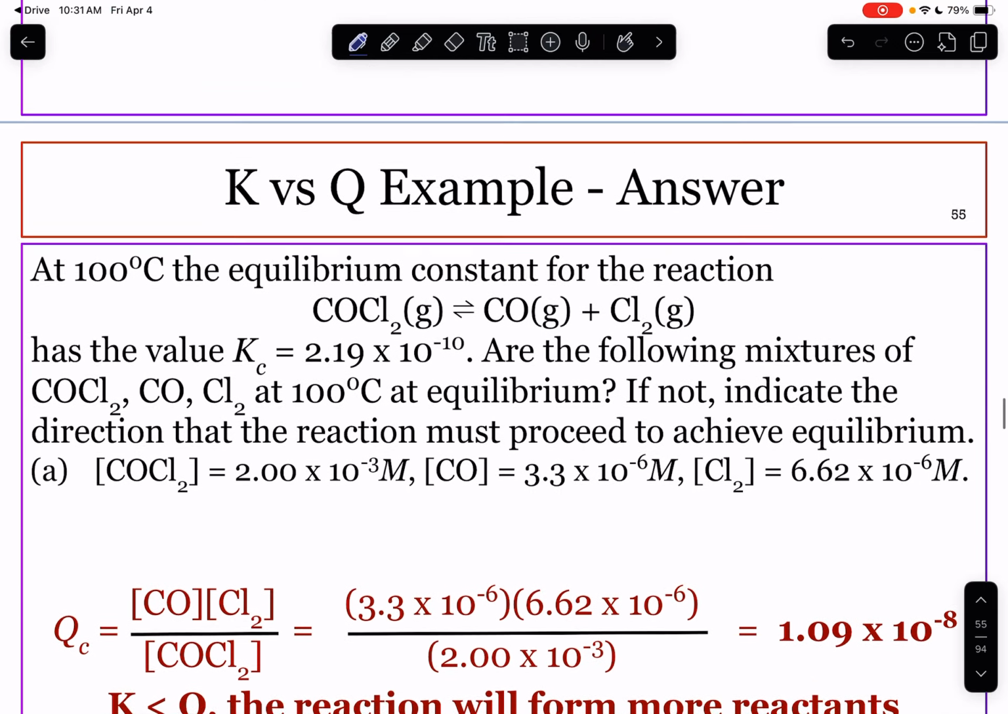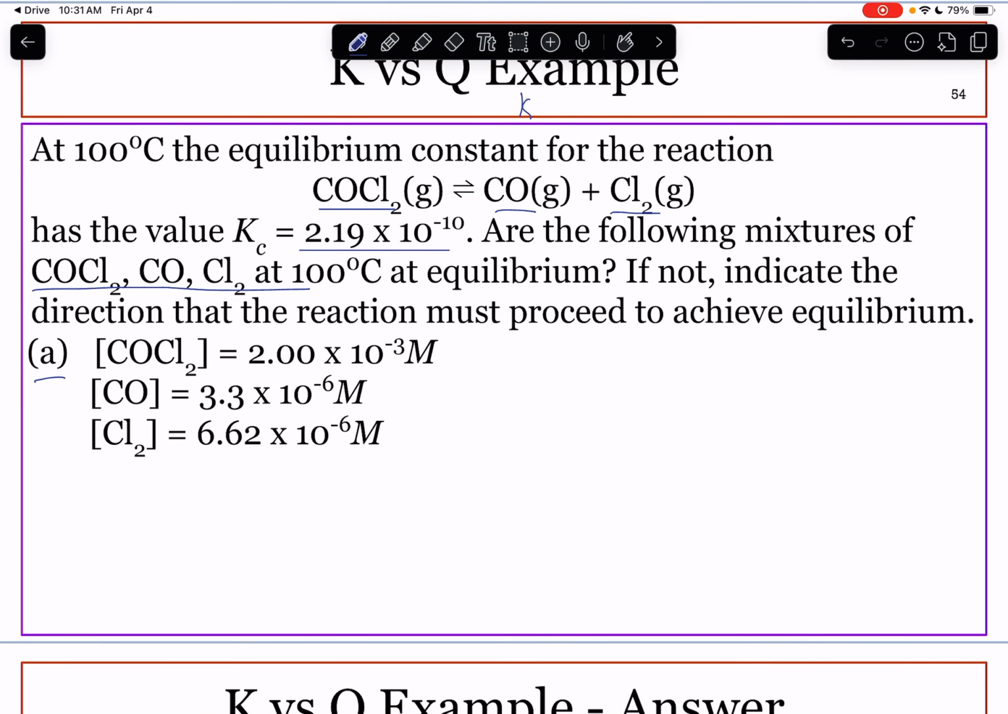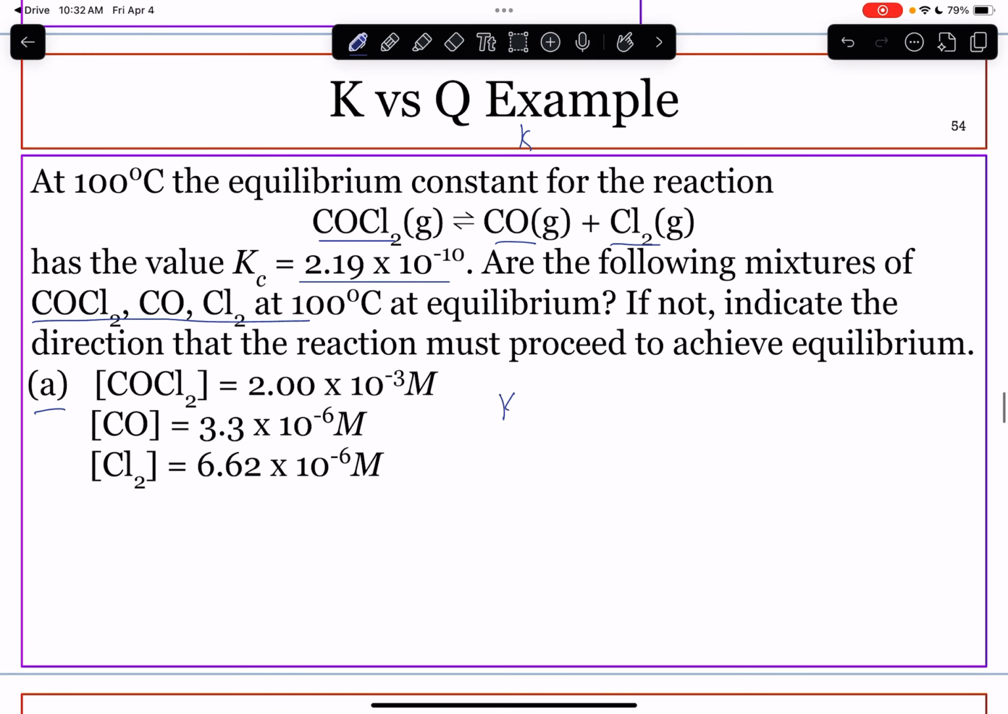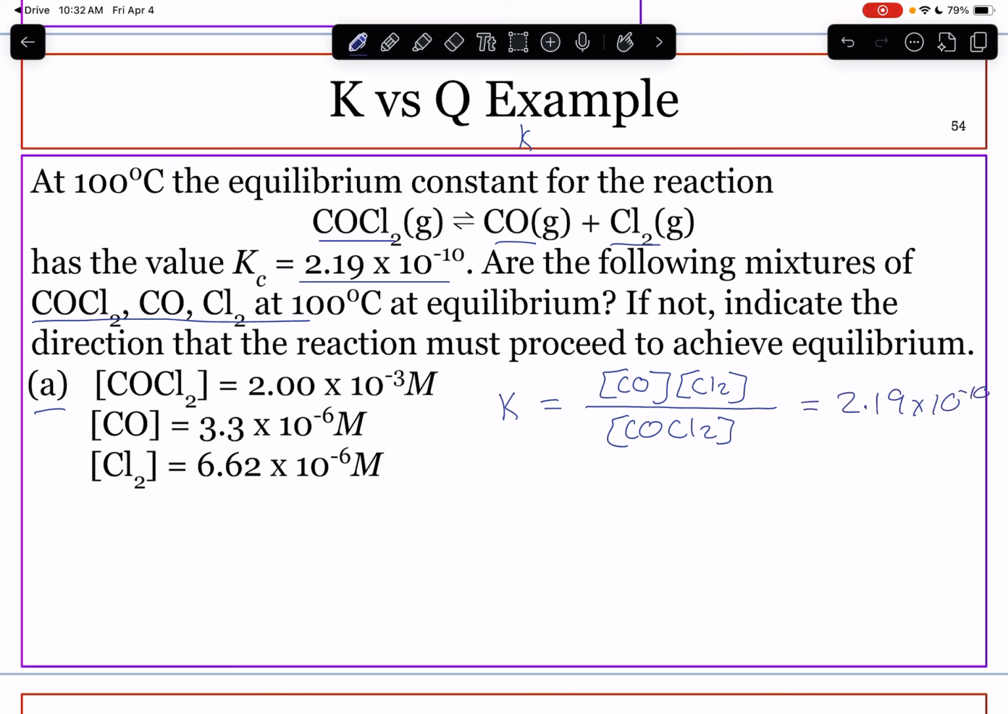So this is scenario A, and we'll see the examples of B and C in a moment. But first, we need to write out the K expression. We have products of CO and Cl2. The coefficients are 1, so we don't have any exponents here. Products divided by reactants. We know the K value is equal to 2.19 times 10 to the negative 10. So that's at equilibrium. But we're going to check, and we're going to plug in all of these values.